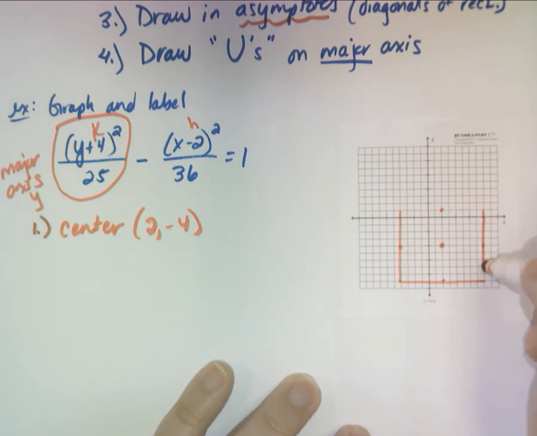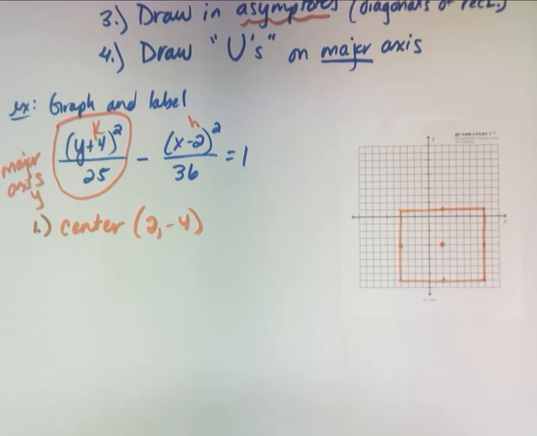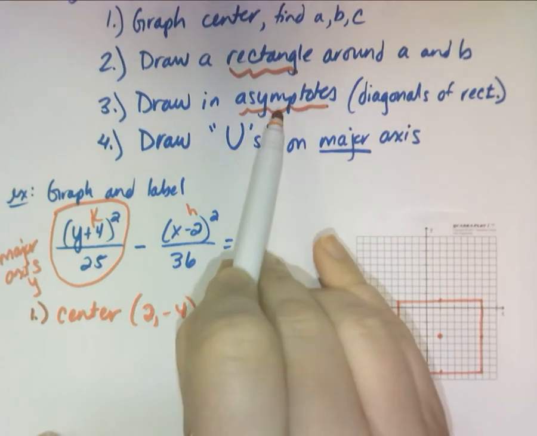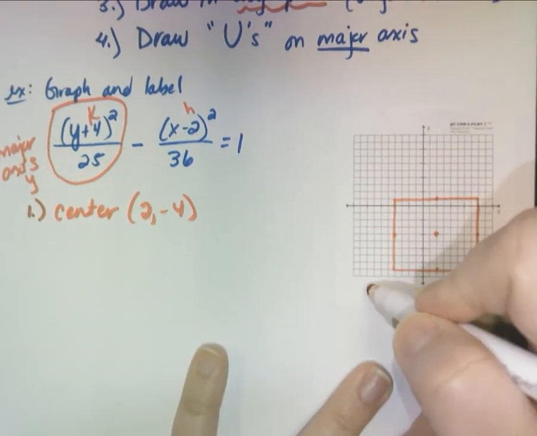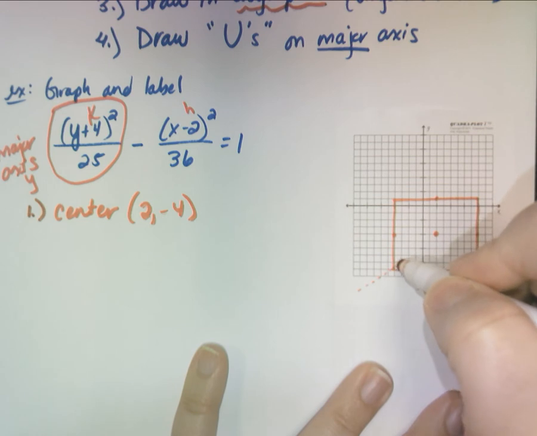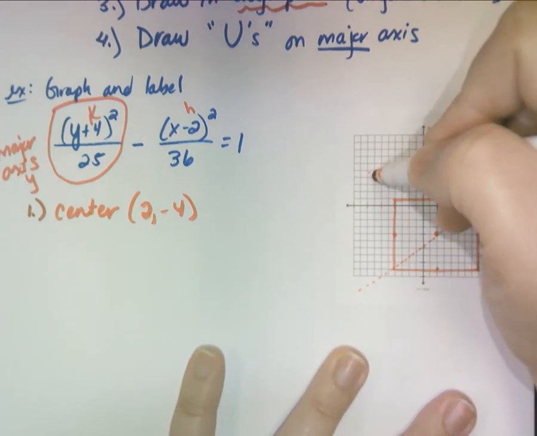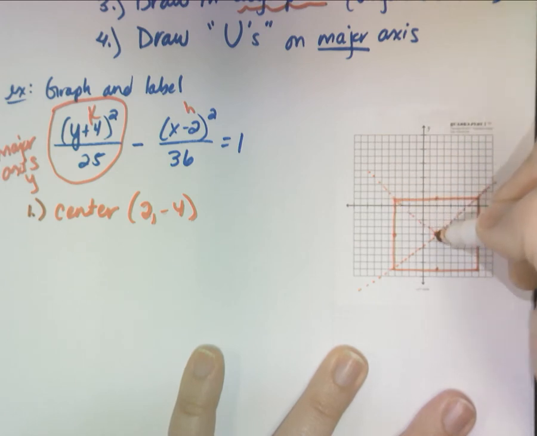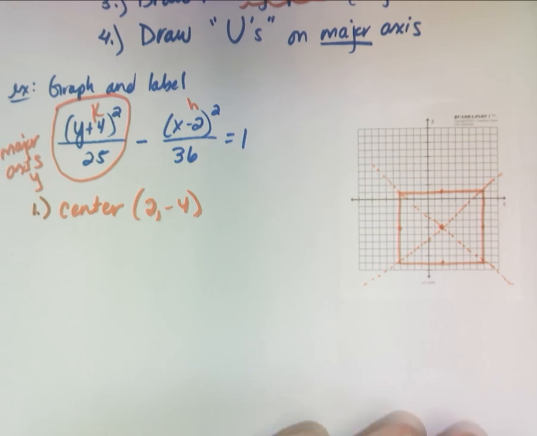Drawing in my rectangle. Okay. From that rectangle, you are going to draw in diagonals of the rectangle. These are called asymptotes. We're going to draw in the diagonals of the rectangle and make them pretty long. So here's what I mean. You're going to go like this, right through the center, and we're going to extend it outside of the box. Okay. Now we're almost done with drawing, and then we just have to label our stuff.